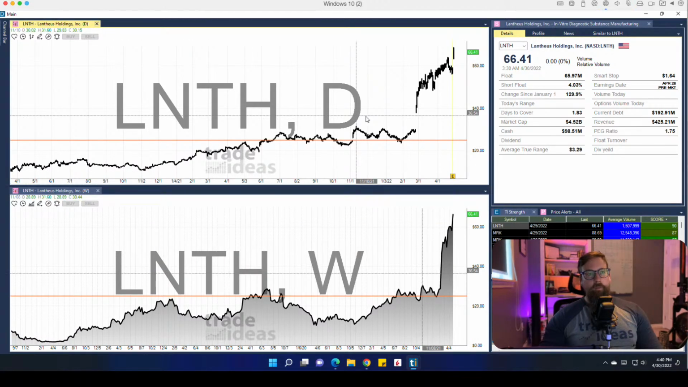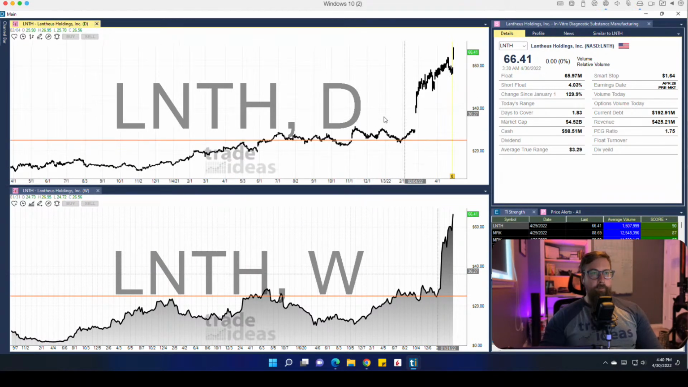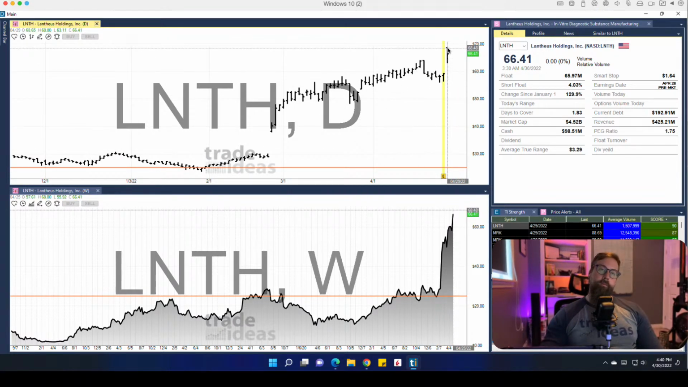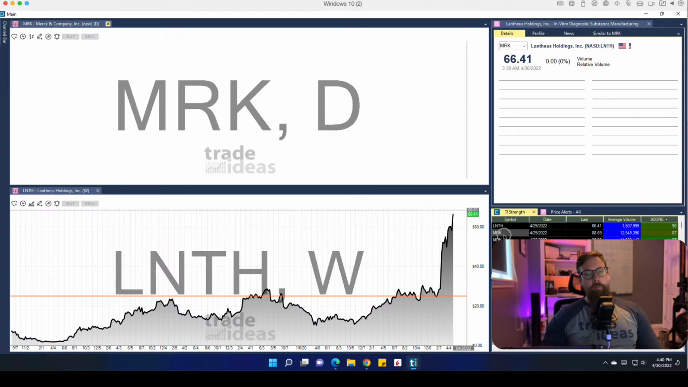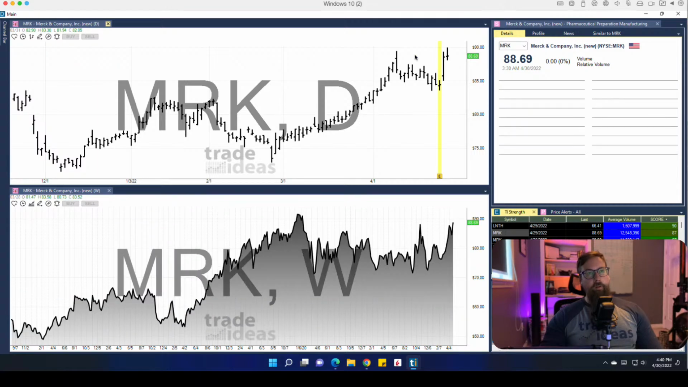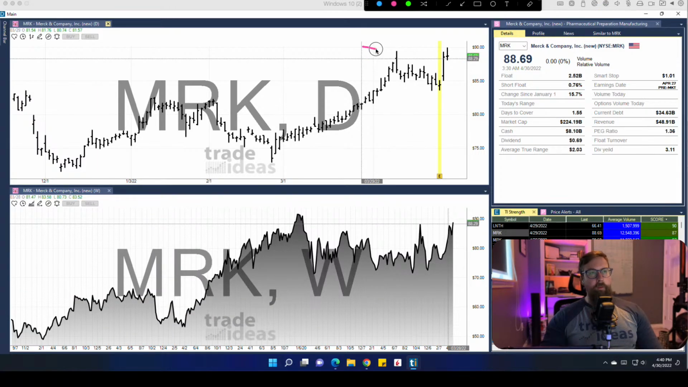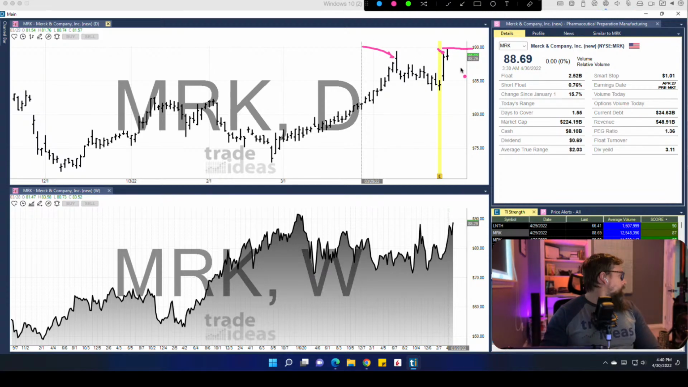LTH is in there and looking good. I'm not one just to buy it right after. But again, this will be in TI strength, and the trigger will be up here. Merck is going to be in there as well, because again, I don't control these, but it's got 2 kind of topping tails up in here. So, the trigger event will be up over.